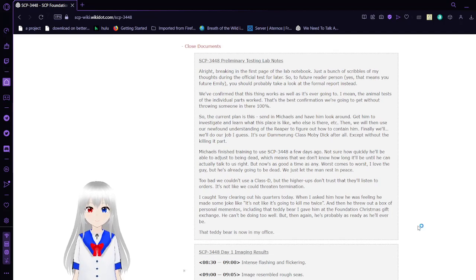SCP-3448 preliminary testing lab notes. Alright, breaking in the first page of the lab notebook. Just a few scribbles of my thoughts during the official test for later. So, to future reader person, yes, it means you, future Emily, you should probably take a look at the formal report instead. We've confirmed that this thing works, as well as we can, unless it's ever going to.